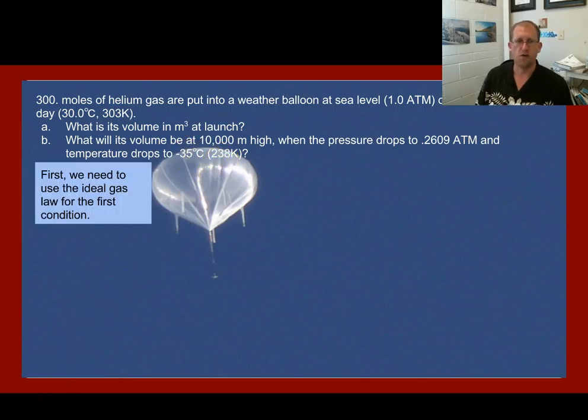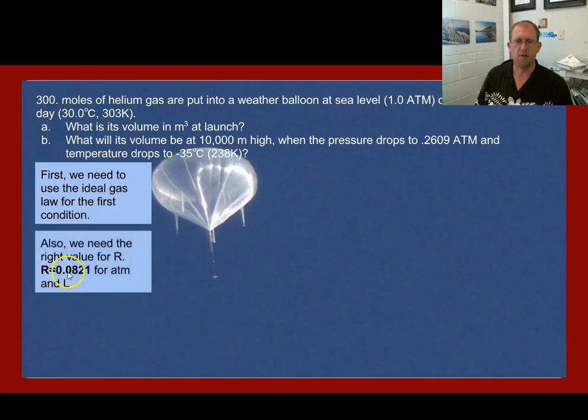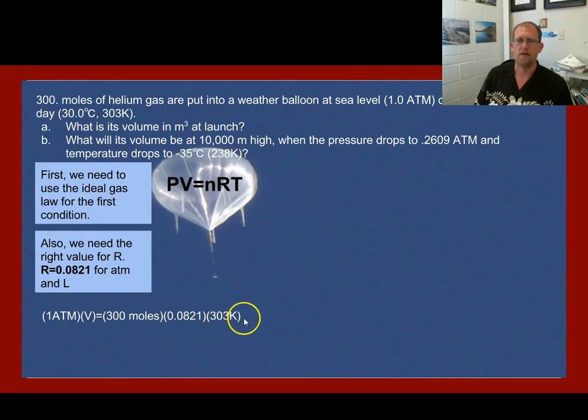Okay, let's take a look at it. So first we're going to use the ideal gas law, and we're going to get the volume at the initial condition, right? So we need to look up the right value for R. I have temperature in Kelvin, I have volume in cubic meters, and I have pressure in atmospheres. So if I'm using those units, R is 0.0821, okay? And so PV, pressure, volume is what I don't know. n, 300 moles, R, 0.0821, T, 303 Kelvin. Multiply it all together and then divide across, right?